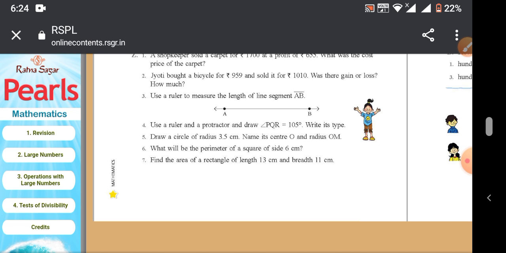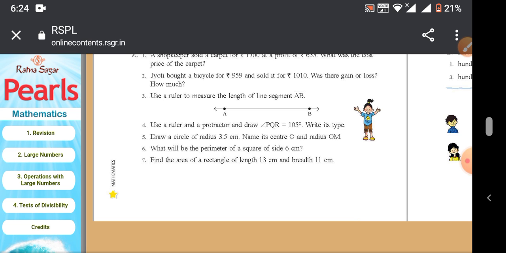Next, fifth one. Draw a circle of radius 3.5 centimeter. Name its center O and radius OM. This one also same. I will send this, and I will draw that circle and angle and I will send you later. Next, what will be the perimeter of a square of side 6 centimeter?